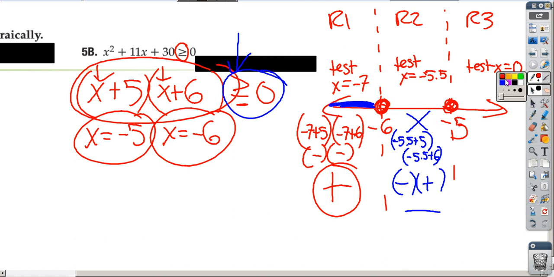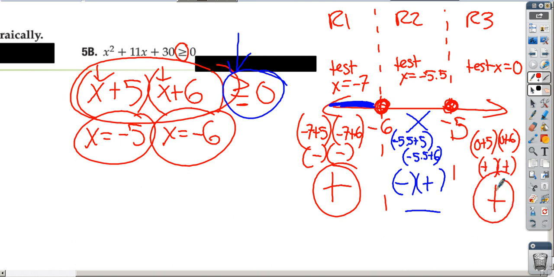And then here's the last one. Let's plug in x equals 0. So we have 0 plus 5 times 0 plus 6. Those are both positive, and a positive times a positive is a positive. And like we said before, we want stuff to be positive, so we will shade this in.